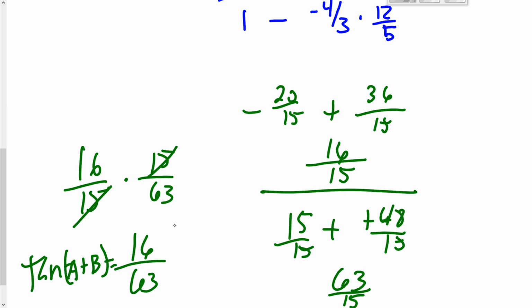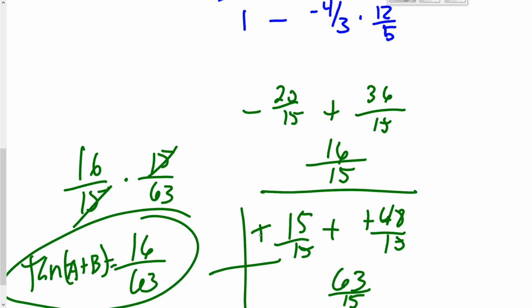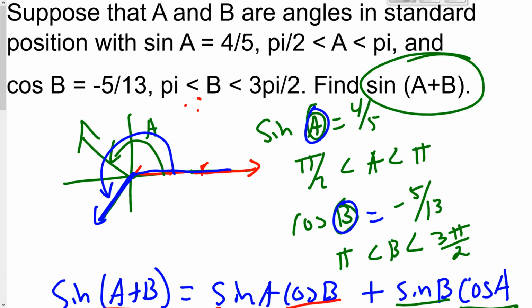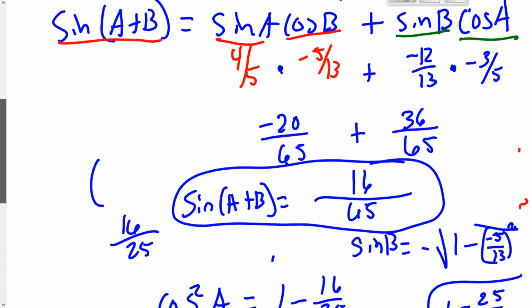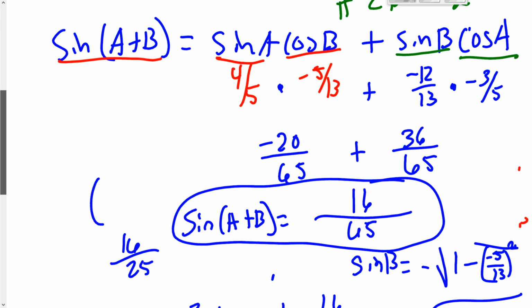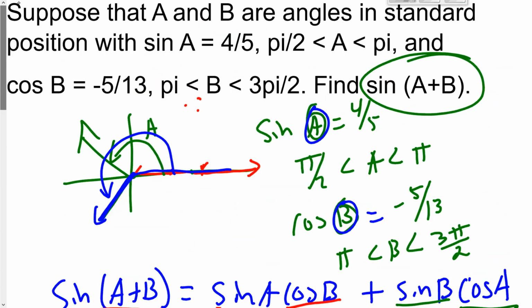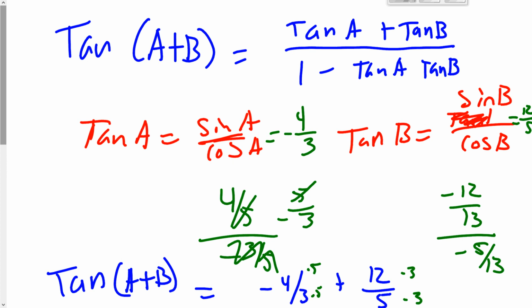And since this is positive, that means we're either in the first quadrant or in the third quadrant. But on our previous example, sine of a plus b was 16 over 65, so that's also positive. So a plus b is in the first quadrant.